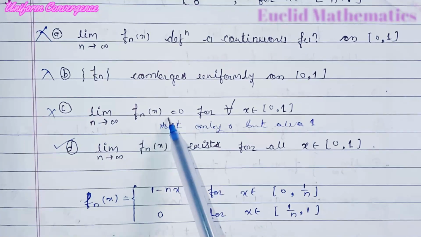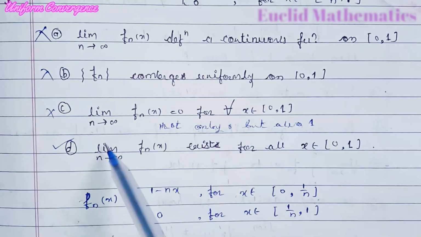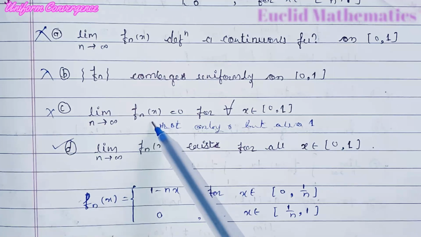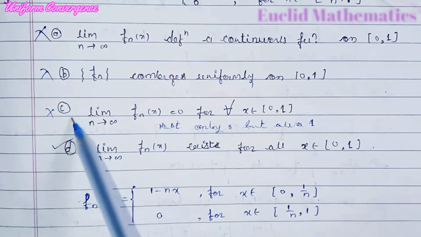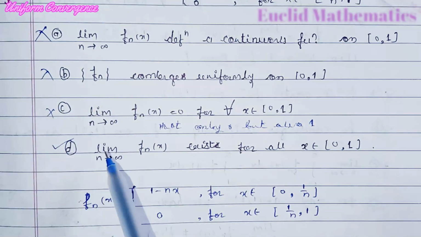Now when we apply the limit as n tends to infinity, f_n(x) we get 0 for all x belonging to [0, 1], but we cannot be sure about this. We got the value 1 also, so 0 also and 1 also. So this option is not fully correct, because it is not only 0, it is also 1. So we are not sure about option C, and it is a single-answer question, so we have to choose only one option.